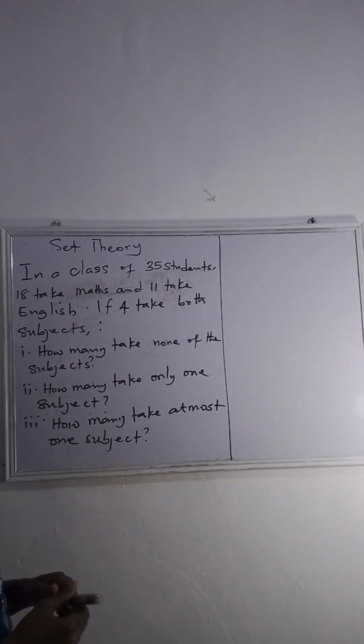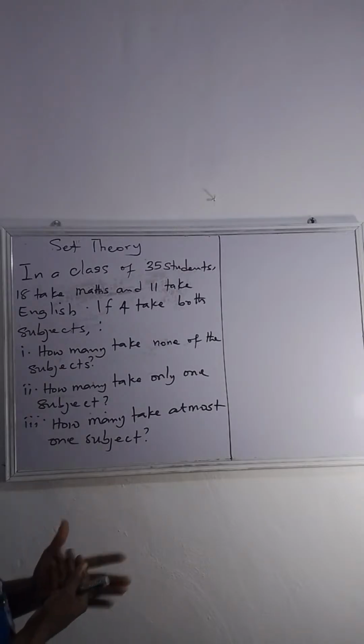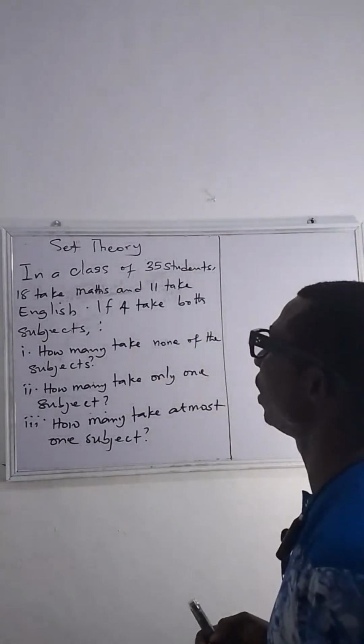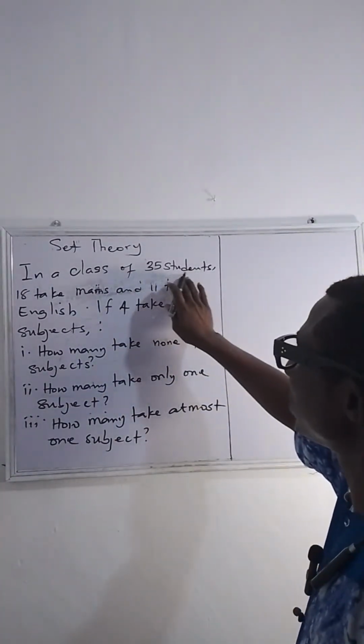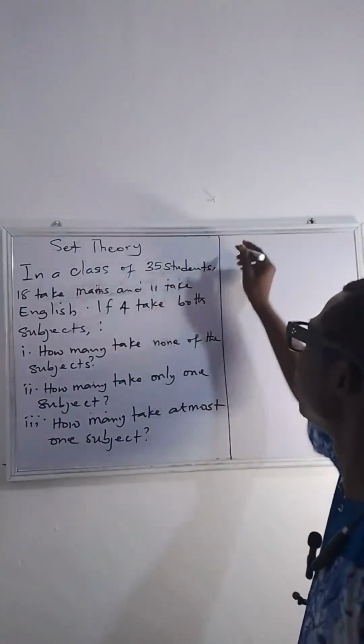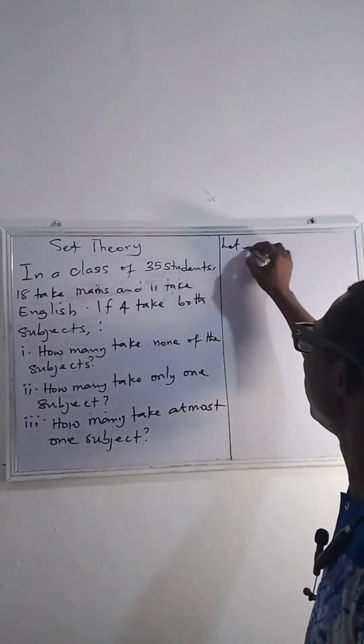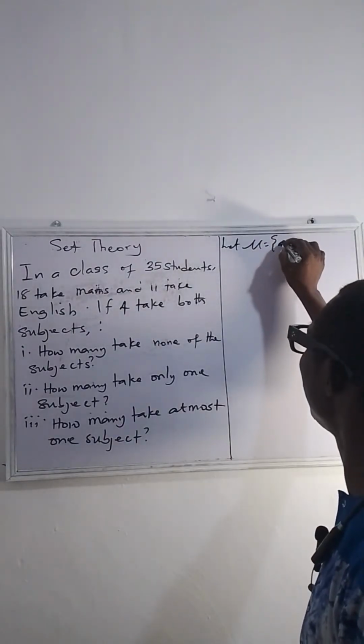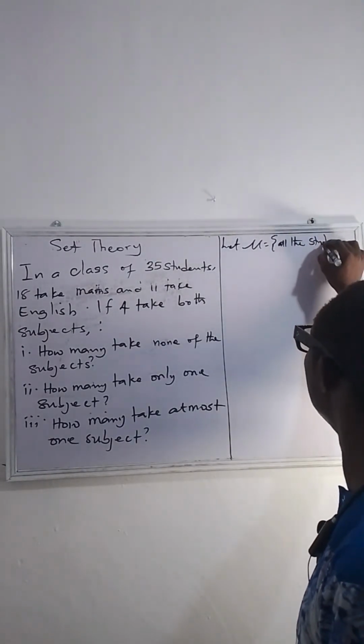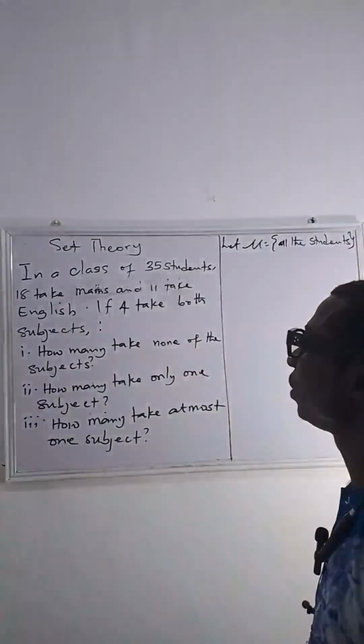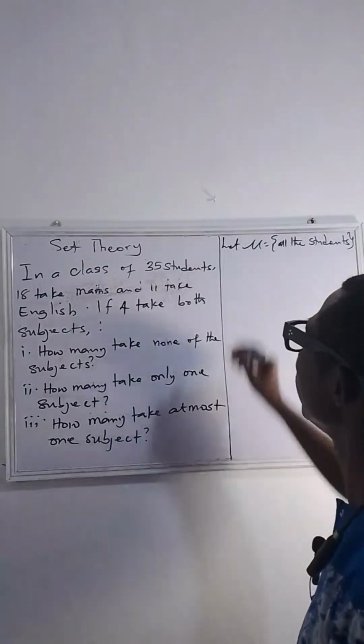Now, let's look at the question we have here. In a class of 35 students, 18 take maths and 11 take English. So if 4 take both subjects, how many take none of the subjects? Okay, all right. So we are given the total number of students to be 35. So you can start by saying, let curly U represent the set of all the students.